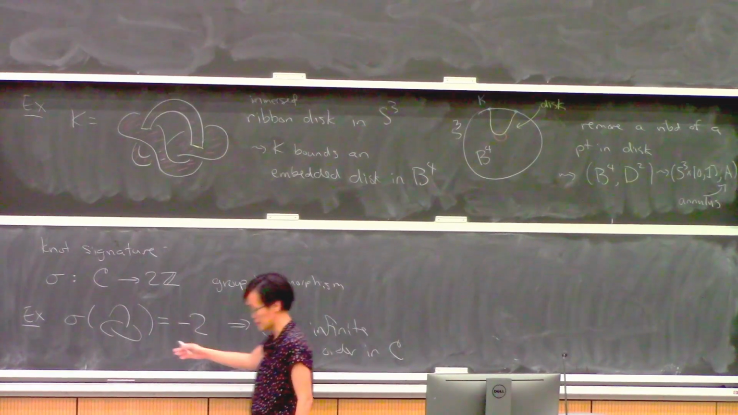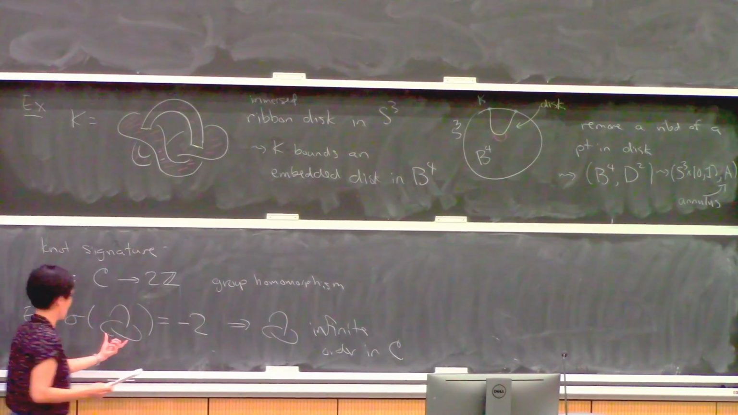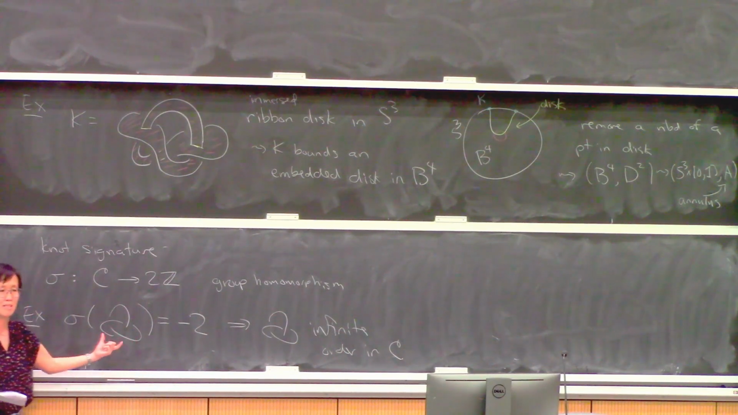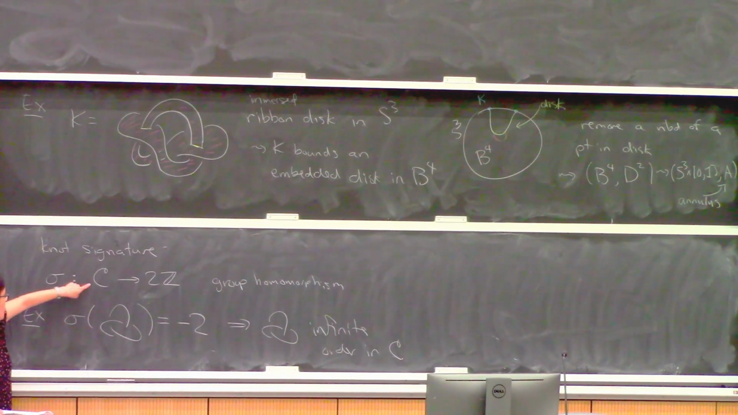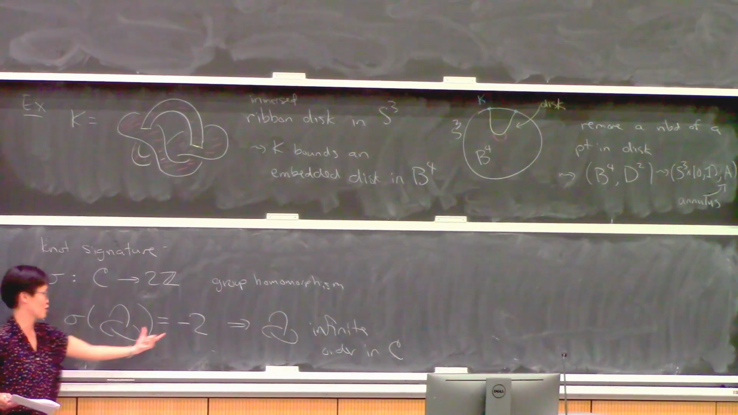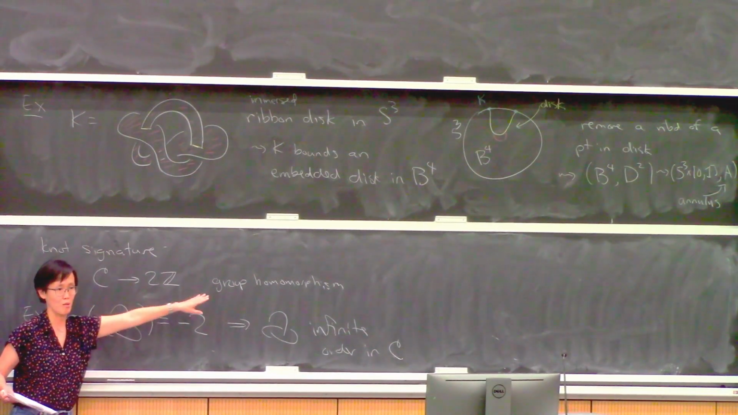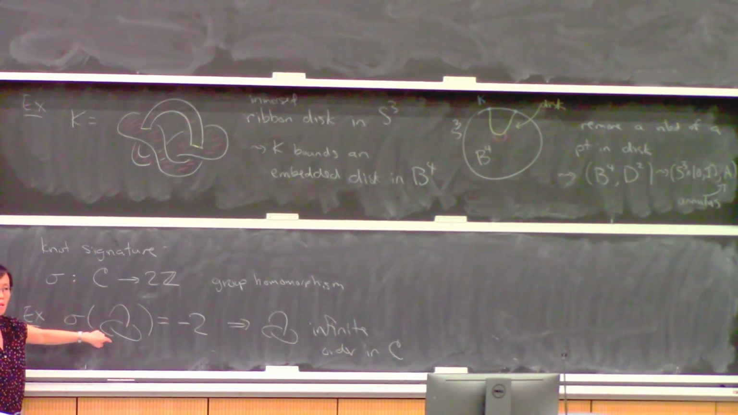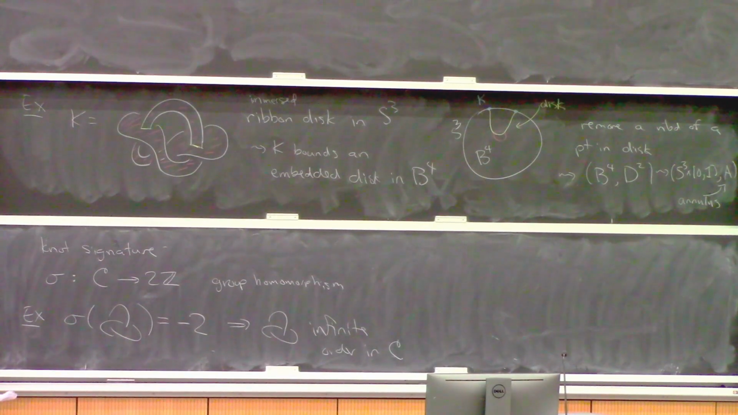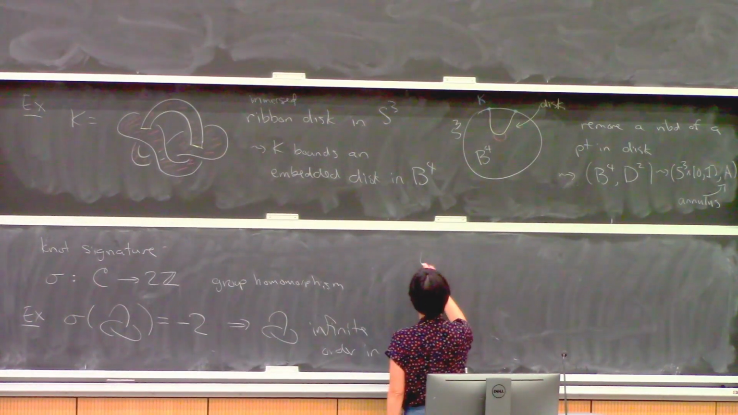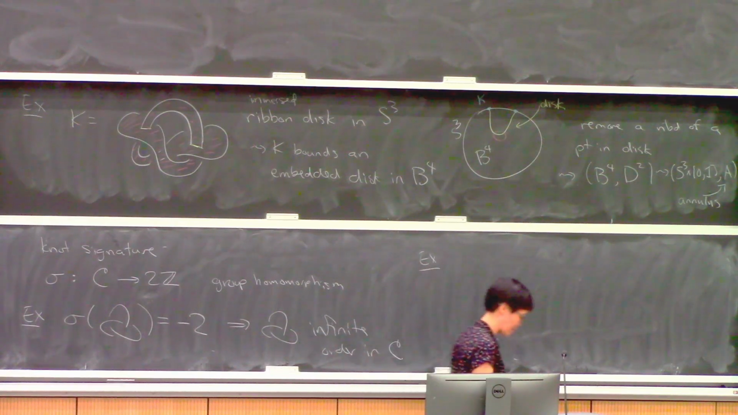Right, because this tells us that no non-trivial multiple is sliced. If you take a trefoil and connect sum it with itself, since this is a group homomorphism, the connect sum of the trefoil with itself is going to have signature -4, which isn't 0, which tells you that your knot is not sliced. So no multiple of the trefoil is sliced, and so the trefoil is infinite order in this group. Okay, so we have elements of infinite order.